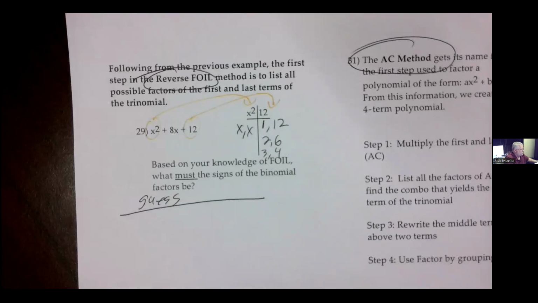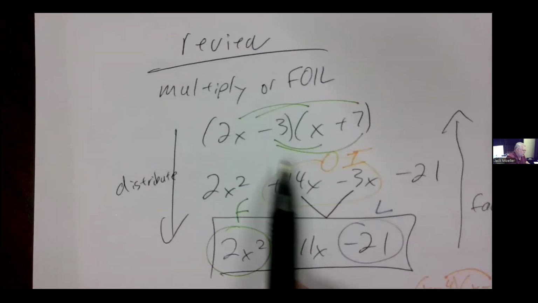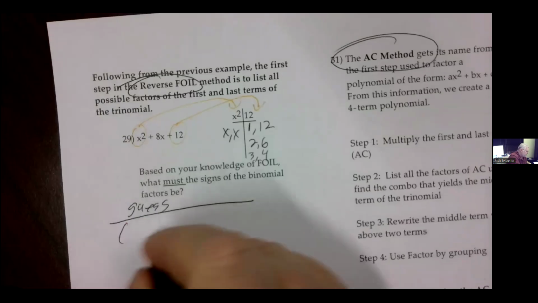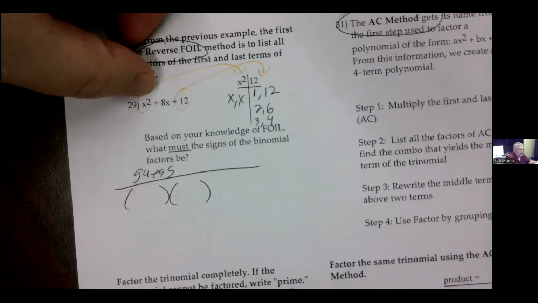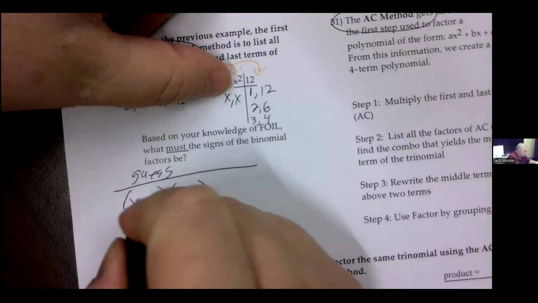Now we know that when we factor a trinomial, it's going to be 2 binomials. So do your 2 parentheses. How are we going to get x squared? Well, the only way to get x squared is x times x.